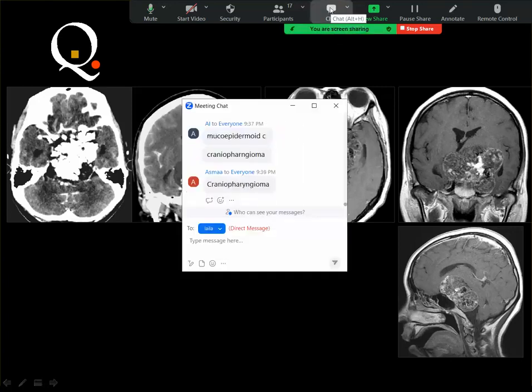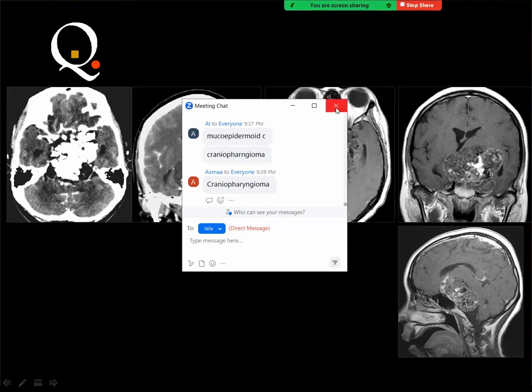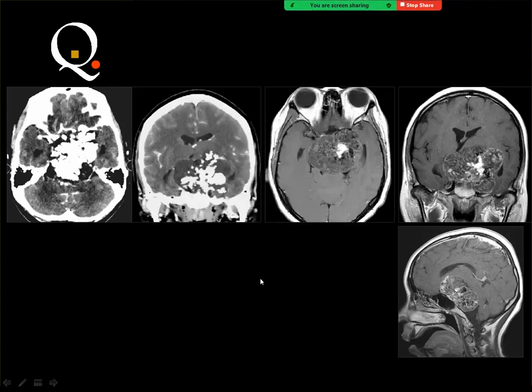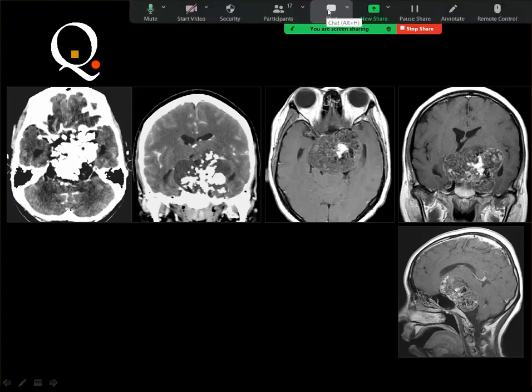No, this is not a craniopharyngioma. Craniopharyngioma should have a cystic component and a solid component. You might feel that this is a cystic component from the CT scan, but this is not the case on MRI. There is no cystic component in this tumor. It is absolutely solid and heavily calcified. And also it is not suprasellar, it arises from the skull base.